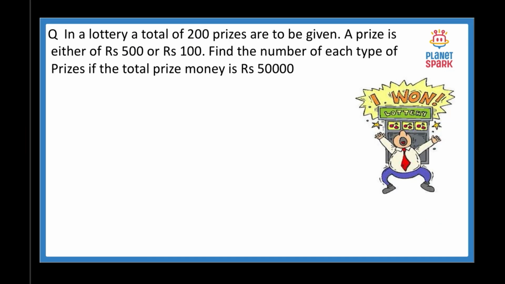In a lottery, a total of 200 prizes are given. So in total we are giving 200 prizes. Out of these 200 prizes, we have prizes worth rupees 500 and worth rupees 100. Together the total prize money distributed is 50,000. So we have two things over here. First of all, I'm distributing 200 prizes. Secondly, the total money I'm distributing is 50,000.